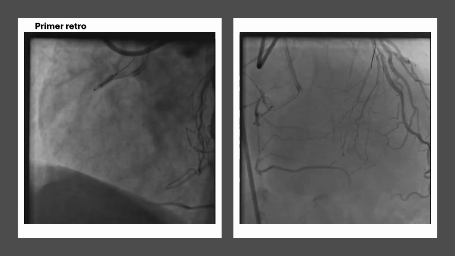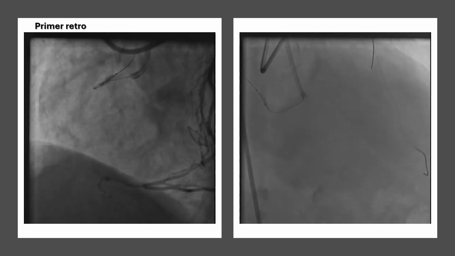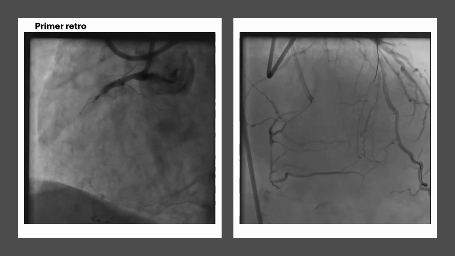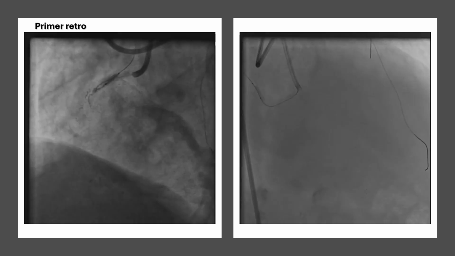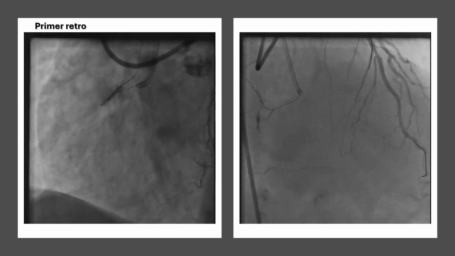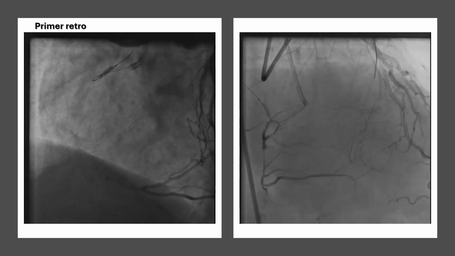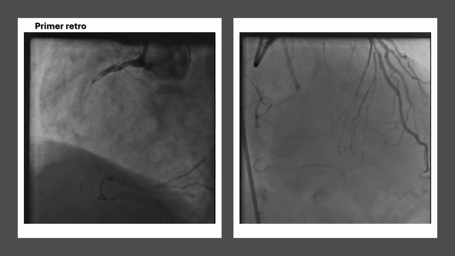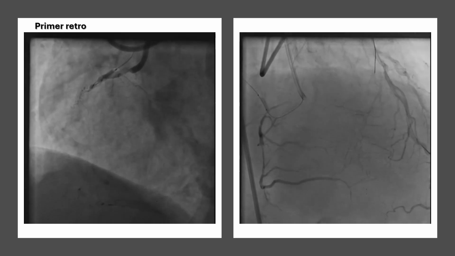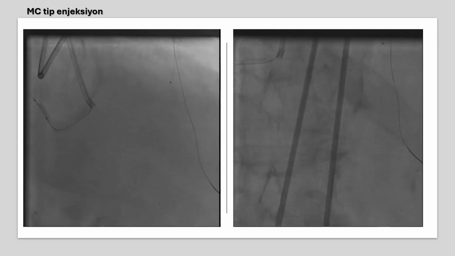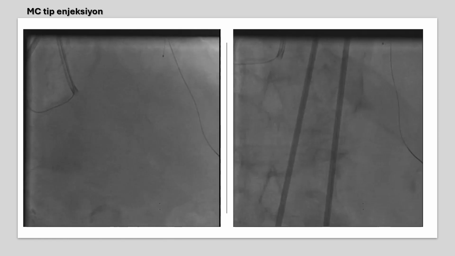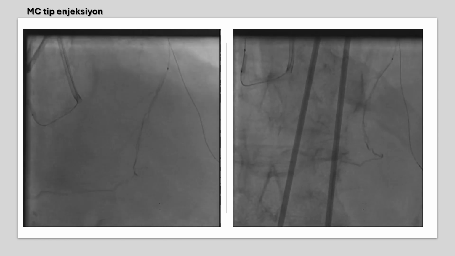In this slide, you see the patient's RCA CTO occlusion with dual injection. A very long segment CTO. The proximal cap is unclear, and the distal vascular bed is poorly calibrated. So we decided to start with a primary retrograde strategy.